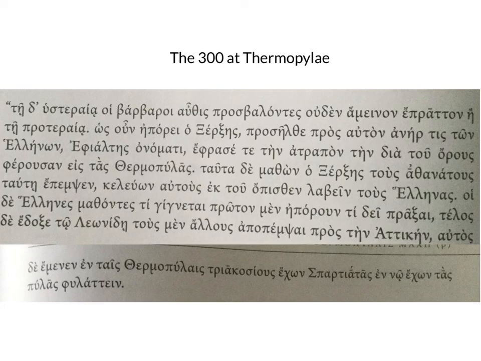The best way I found to read Greek is actually to read the sentences in Greek before we do anything else. And what we see with the first sentence is as follows. Te de hysteria, hoi barbaroi authis prosbalontes, ouden ameinon epraxan e te proteraia. Now, what does that mean? Actually, let's look at what we see. Hysteria means the next day. Here, we see it in the dative case. Te hysteria.